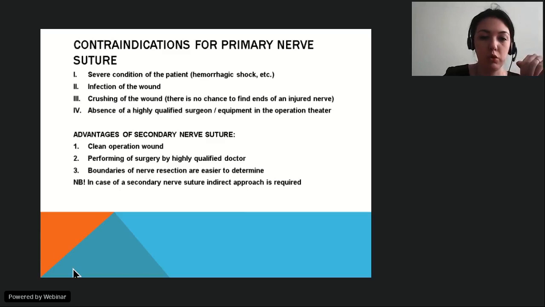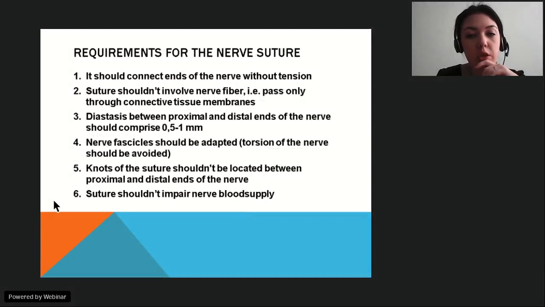What are the requirements for the nerve suture? Requirements for the nerve suture. So first of all, it should connect ends of the nerve without tension.